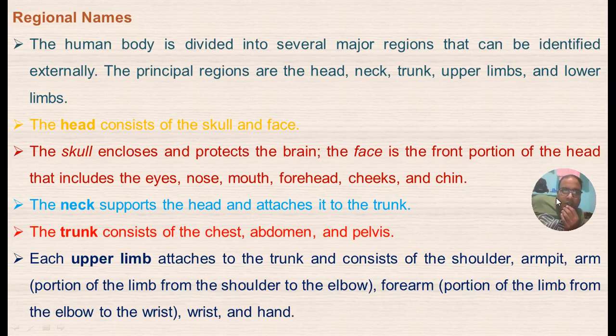Each upper limb attaches to the trunk and consists of the shoulder, armpit, arm, the portion of the limb from the shoulder to the elbow, forearm, the portion of the limb from the elbow to the wrist, and hand. So these are some basic terms regarding regional names.